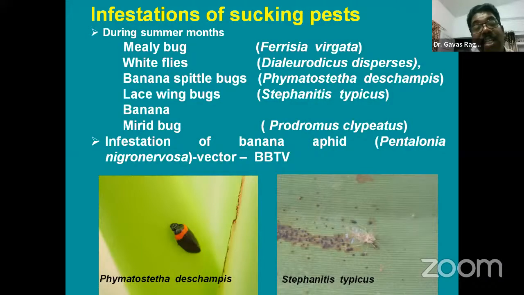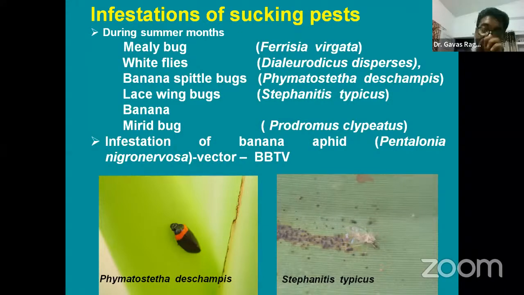Then we have a serious pest of banana called lacewing bugs, Stephanitis typicus. You can see here the lacewing bug, Stephanitis typicus. Then in banana, we have also recorded the banana mirid bug. These are the other sucking pests of banana. So some of the symptoms I'm showing here.